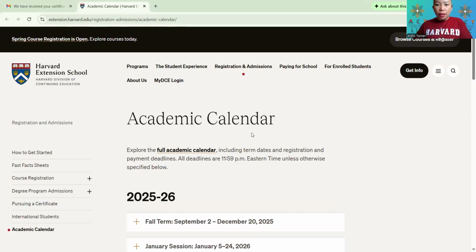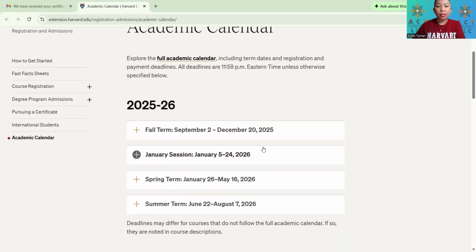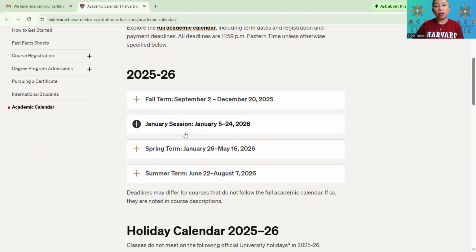So I wanted to share my screen. This is from the Harvard Extension School, and this is our full academic calendar for 2025 and 2026. The fall term has passed away. So tapos na po yung fall term natin. The January session has already started for those taking classes.